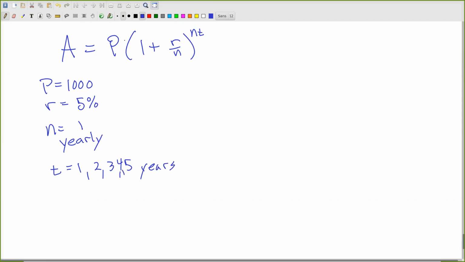So I'm just going to clean up this formula a little bit, but I'm going to hold off on plugging in T right now. For the spreadsheet problem, I want to take 1,000 times parentheses 1 plus 5% as a decimal. Now I'm dividing by 1, but that's kind of boring. Not much changes when you divide by 1. And the power would be 1 times T, but 1 times T is T. So that cleans up a little bit.